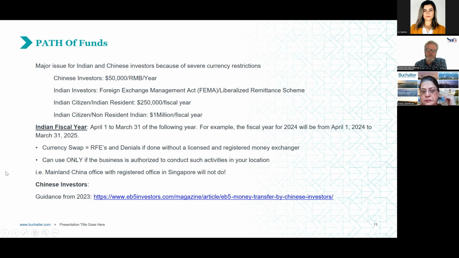No. Thanks for clarifying that. That issue regarding currency swaps having the agency registered, was that not an issue in Vietnam a little while back? Yeah. A big problem with a lot of denials. Yep. Which is why we're seeing this, like I said, right? Vietnam, India, China, three countries that have the largest volume of EB-5 cases. We're seeing the largest number of RFEs against those three because all three have currency restrictions.